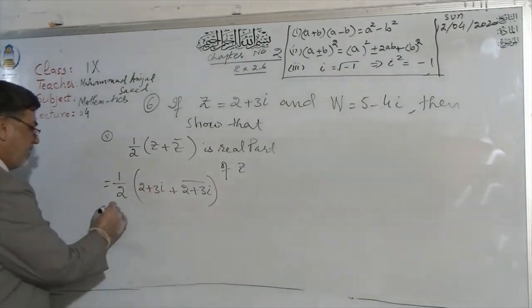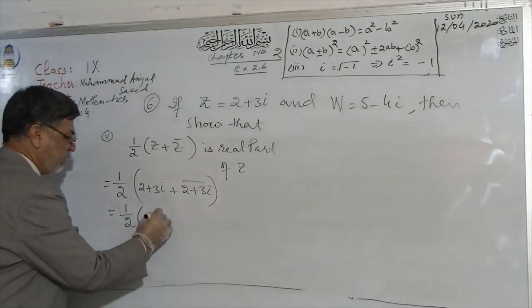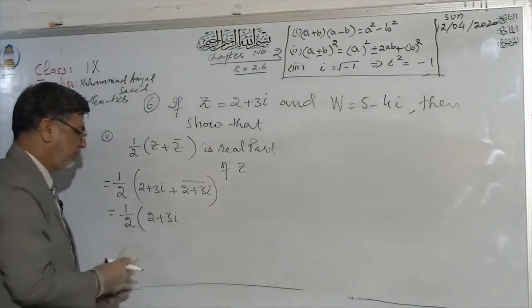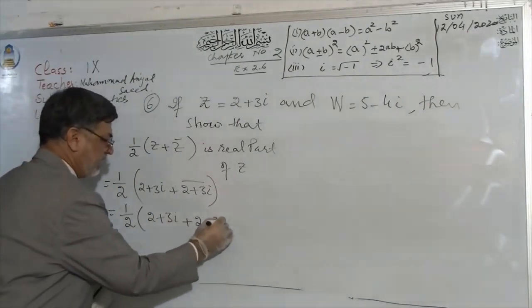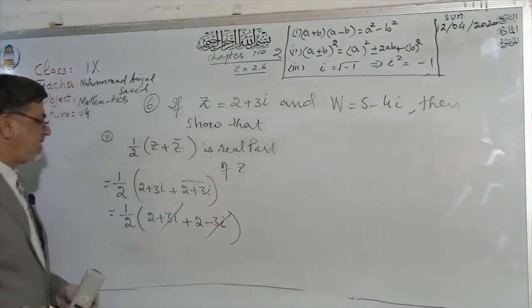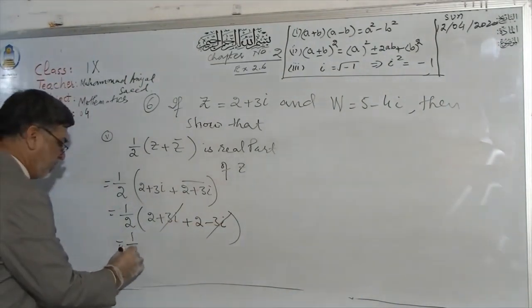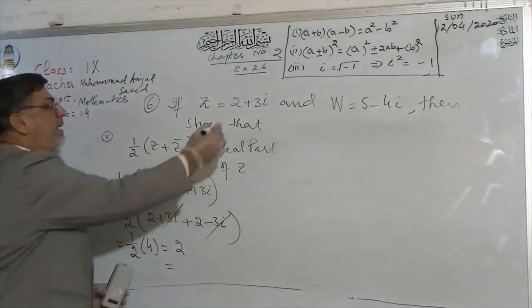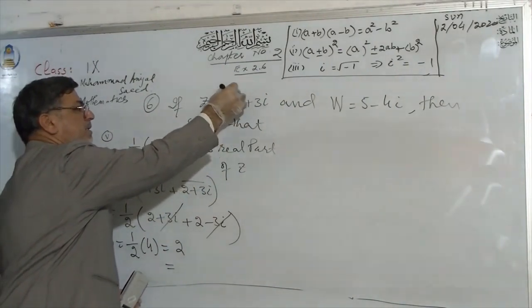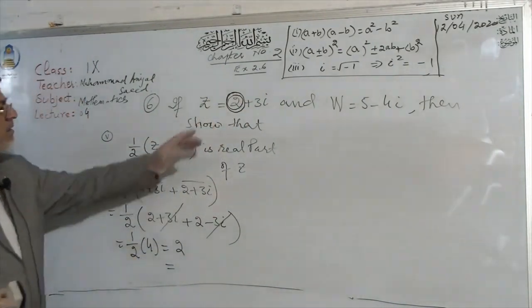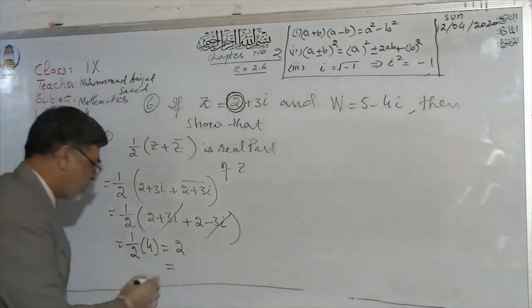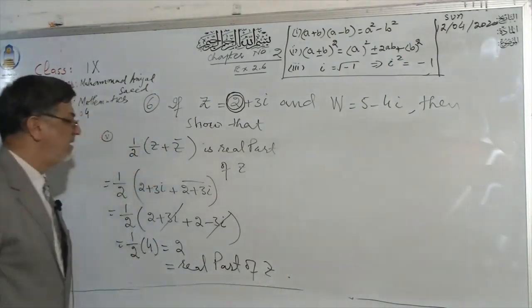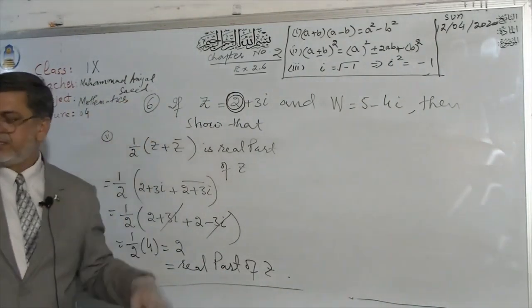Conjugate of the complex number. 1 over 2, into (2 plus 3 iota) plus (2 minus 3 iota). Plus 3 iota minus 3 iota cancel out. 1 over 2 into 4 is equal to 2. What is 2? 2 is the real part of z. So write down real part of z. So that is your answer. It is proved.